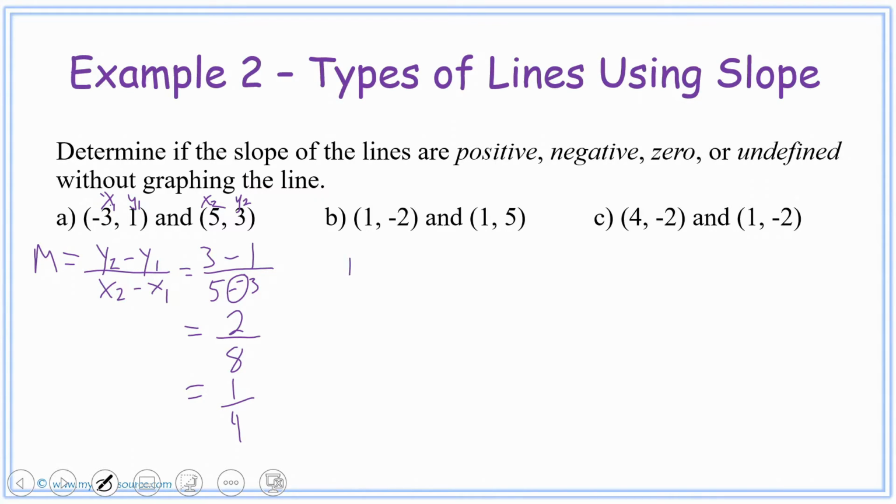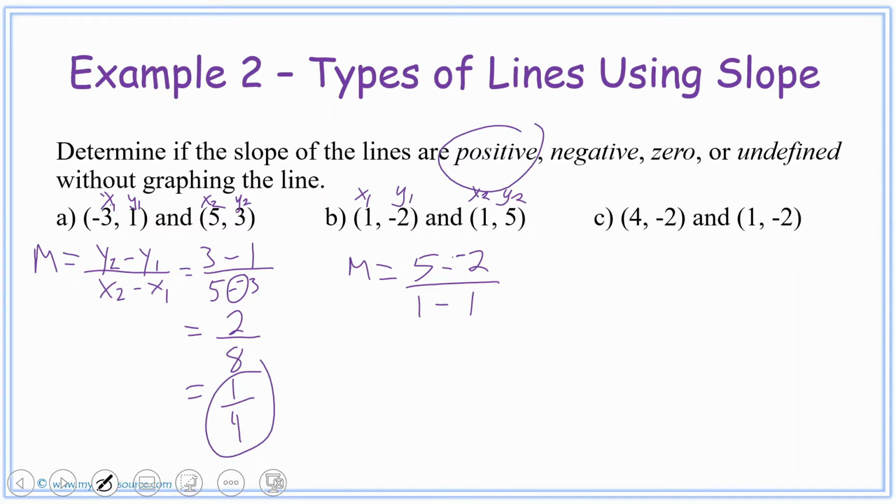I won't write out the equation here as we have it there on part A. But for B, if you label them, it's x1, x2, y1, y2. And so we have 5 subtract negative 2, all divided by 1 subtract 1. Now, I forgot to label it. For the first one, because this is a positive value, this would be a positive slope. So if you were to graph it, it would go from left to right going up. So this one's positive. I'll just put a capital P there with a box.